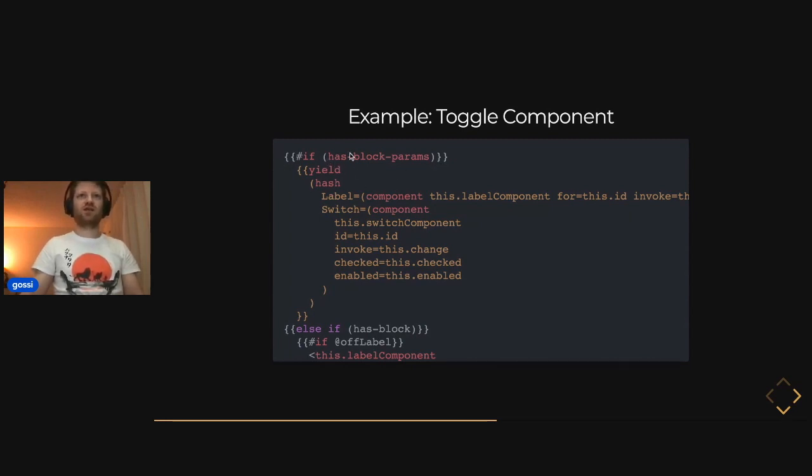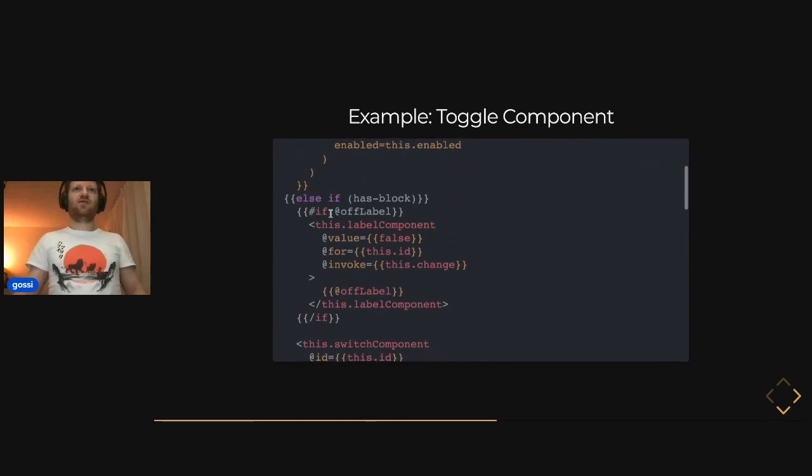So the first one is the has block params. If we use the block params syntax, like blah blah blah as, and then inside of the pipe characters, we ask for some parameters. In this case, we want to yield out a hash of the components, in this case a label and a switch, and say, okay, here are your components, build the component the way you want it. No longer our business.